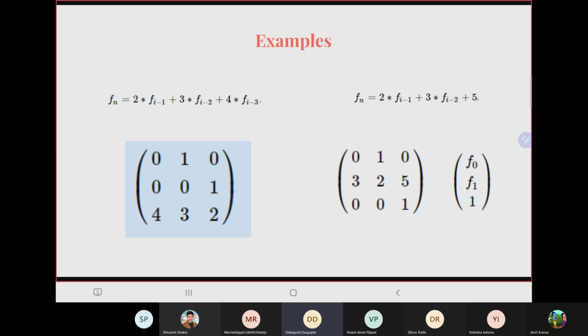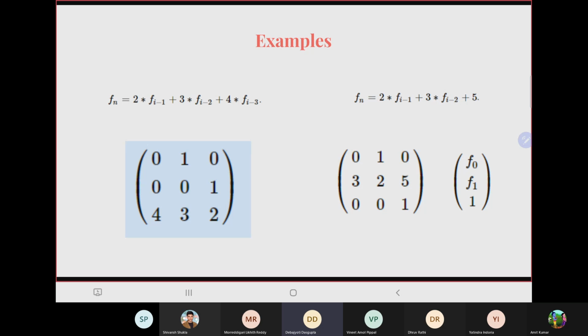Okay, so construction of the matrices. How are we constructing these matrices? I have given some example. For the first recursion, f of I is 2 into f of I minus 1 plus 3 into f of I minus 2 plus 4 into f of I minus 3, as it was explained previously. So first I captured the first element f of 1, then I capture f of 2 using 0, 0, 1. And finally, we write the coefficients of the recursion just in the reverse order: 4, 3, and 2.